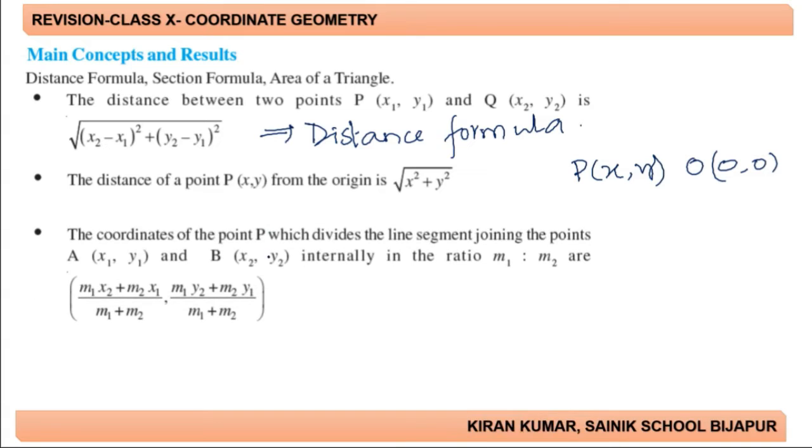The coordinates of the point P, which divides the line segment joining the points A x1 y1 and B x2 y2 internally in the ratio m1 is to m2, are m1 x2 plus m2 x1 upon m1 plus m2, m1 y2 plus m2 y1 upon m1 plus m2. This formula is called the section formula.